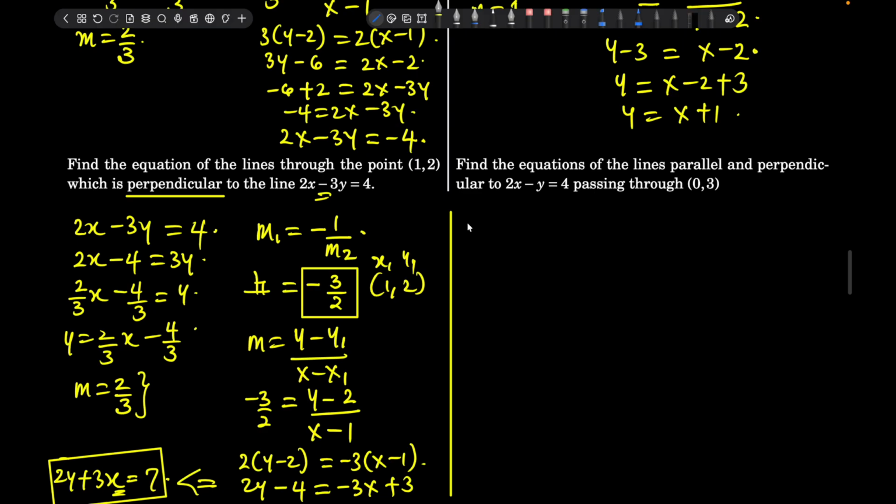So take the equation first. 2x minus y equals to 4. Make y the subject of the formula. Y equals to 2x minus 4. I have done that already. So m is equal to 2. So we cannot use this slope directly because we are working on perpendicularity.